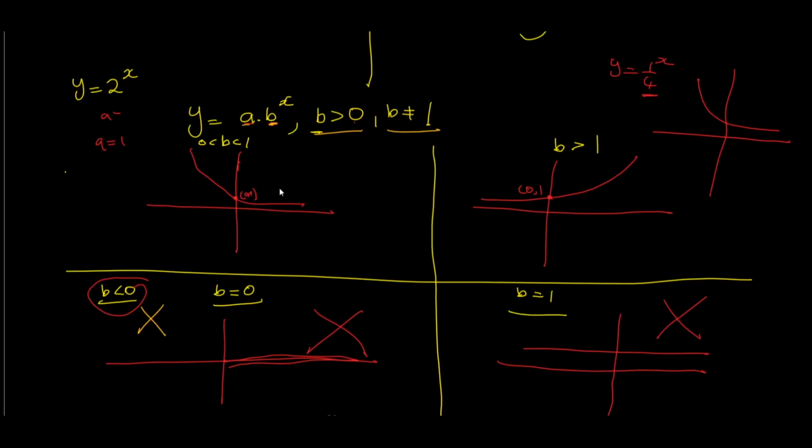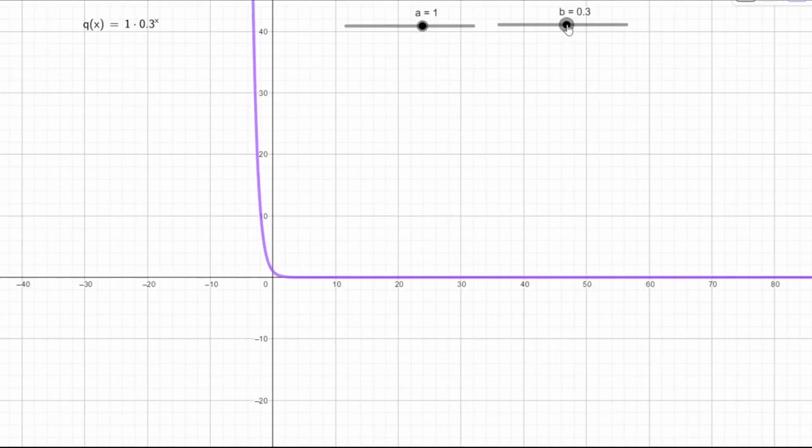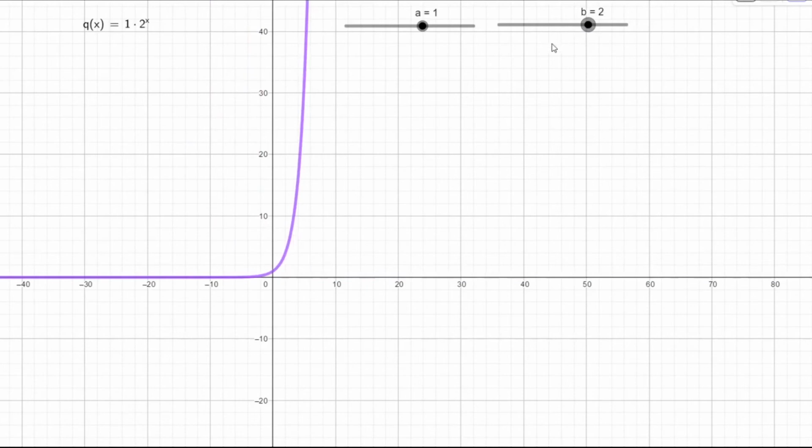What happens now when the value of a changes? Now that we understand that b has to be greater than 0 and b cannot be equal to 1, we will not be evaluating this because these are not exponential functions. So we will only be working with this. So let's go back to the graph and see what happens when a is becoming bigger. Let's start with b equal to 2, and the value of a in this case is 1.